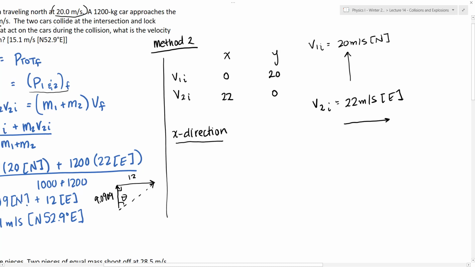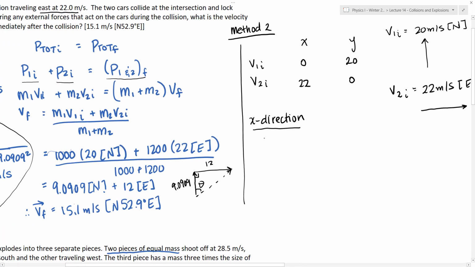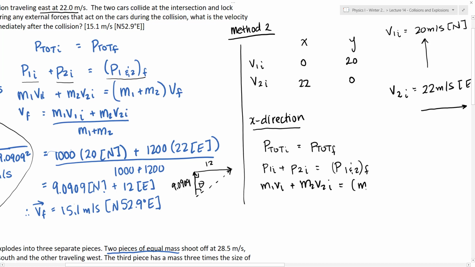And I'm going to use the formula that I had already started off with. So I can start off with my P total initial equals P total final. And now I have my momentum of car 1 initial plus my momentum of car 2 initial equals my momentum of both car 1 and 2 all final. Okay, so I have M1 V1 initial plus M2 V2 initial equals M1 plus M2 V final.